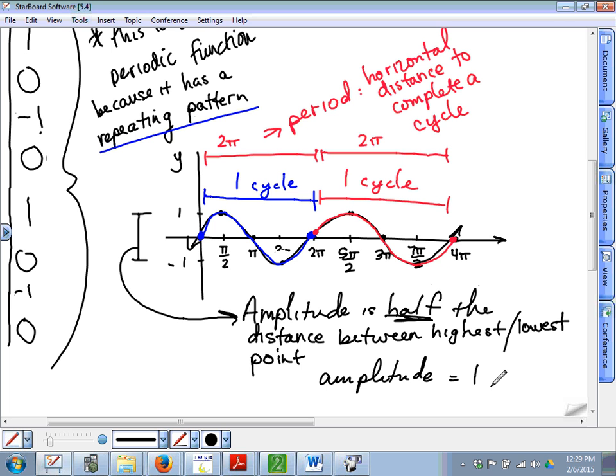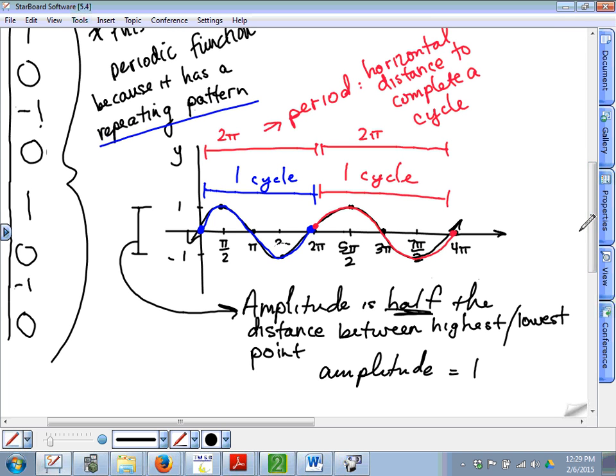All right? Why wouldn't you just measure it from 0 to the highest point? You could. That's another way of doing it. This is just what most textbooks define it as. It's half the distance between the highest and the lowest. But there's another idea here called a midline. I don't want you to draw this in here. It might mess things up. But if I drew a dotted line, doesn't that essentially cut the graph in half, distance-wise, vertically? Pretty much. So if you went from this midline up to the highest point, what's that distance? One. Another way of finding the amplitude.